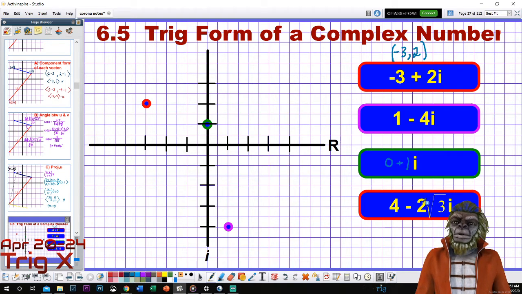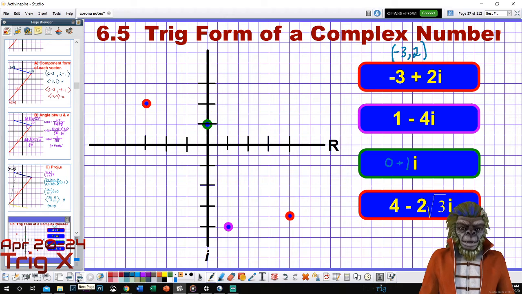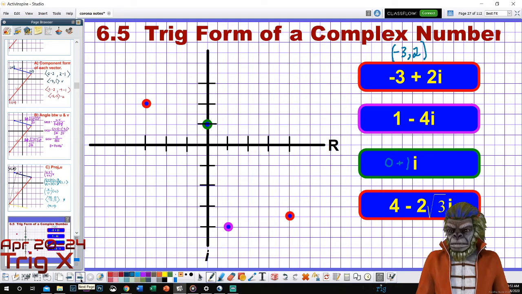Finally, I've got 4 minus 2 square root of 3, so in my calculator I type in -2 square root of 3, and that's about -3.5. So I went right 4 and then down 3.5. And that's all there is to that. Can you believe it? Yes, it really was that easy.